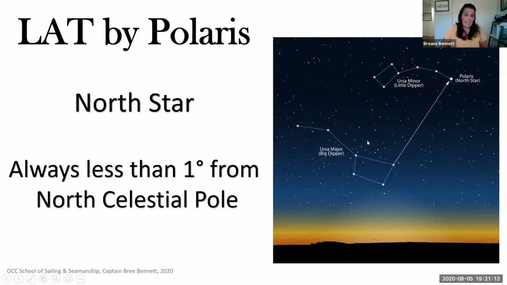So when I sit out on my patio, I am facing north. So I can sit out at night and see the Big Dipper and the North Star. So practice that. Practice identifying what the North Star is.